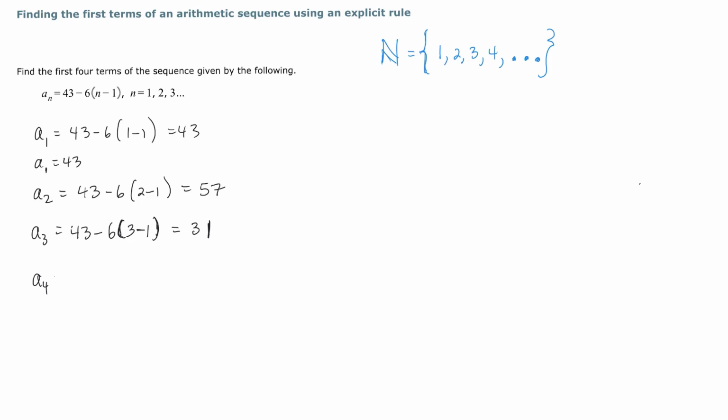A sub 4 is equal to 43 minus 6 times (4 minus 1), and 4 minus 1 is 3. So we have 43 minus 18. What is 43 minus 18? 25. Yeah, that's correct. All right, now let's write our final answers. A sub 1 is equal to 43. A sub 2 is equal to 57. A sub 3 is equal to 31. And then a sub 4 is equal to 25.